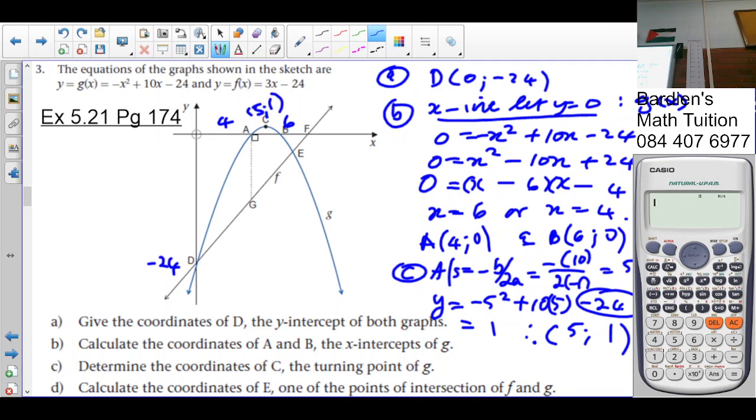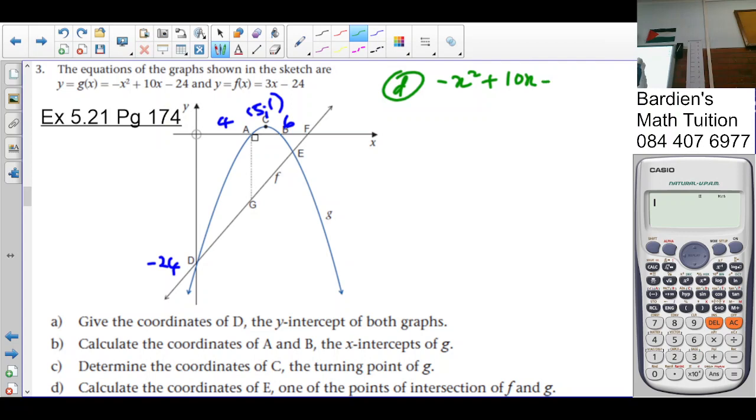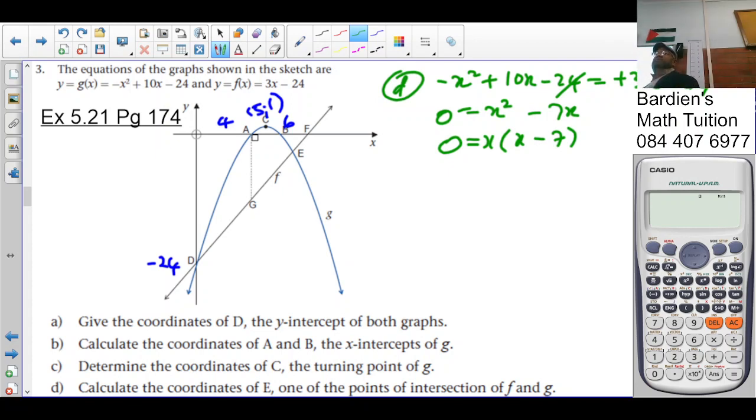Okay. D. The coordinates of E, one of the points of intersection. How do you work out points of intersection? So the two graphs are equal to each other. In other words, the f of x graph equals g of x. So negative x squared plus 10x minus 24 equals 3x minus 24. That cancels. So 0 is equal to x squared, 3x minus 10x, minus 7x. X is a common factor, so it's x times x minus 7. So what do I do here? X is equal to 0 or x equal to 7.